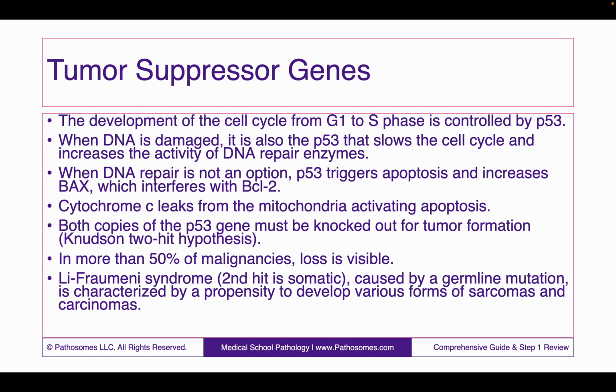Both copies of the p53 gene must be knocked out for tumor formation, according to the Knudson two-hit hypothesis. In more than 50% of malignancies, loss is visible. With regards to Li-Fraumeni syndrome, the second hit is somatic. It is caused by a germline mutation and is characterized by a propensity to develop various forms of sarcomas and carcinomas.